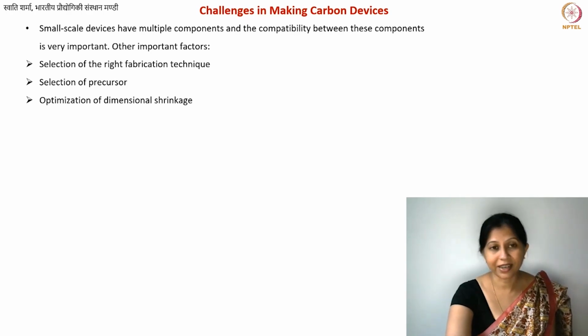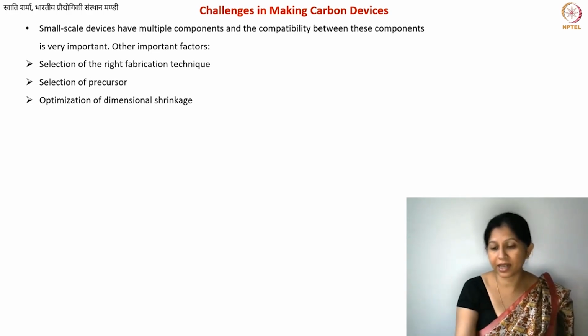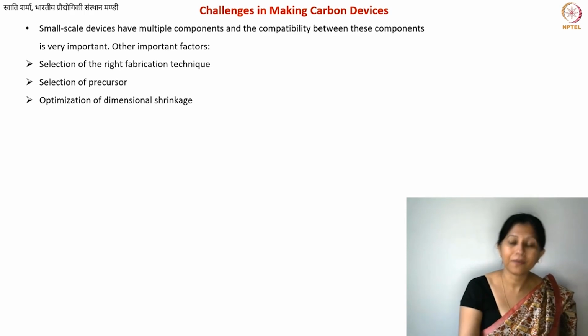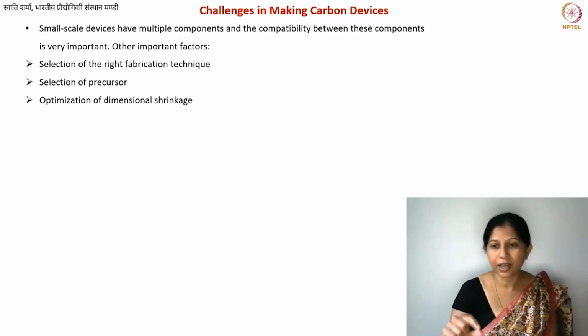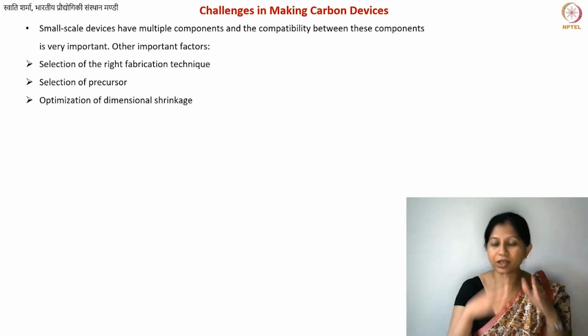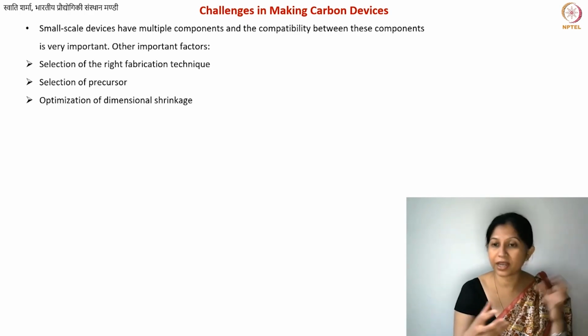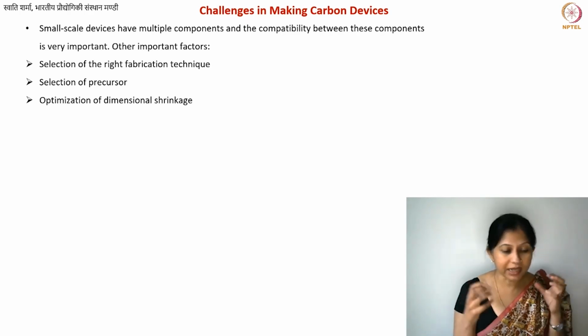Optimization of dimensional shrinkage. This is also a problem in large-scale structures. But here the only additional factor is that you have a substrate. So in one dimension you do not have the same shrinkage as in the other directions. But you can optimize it.